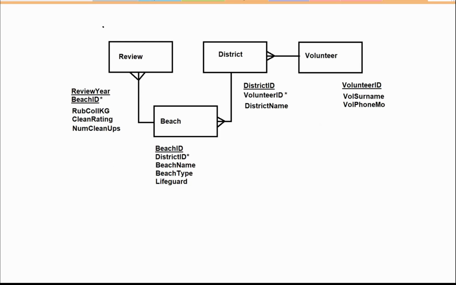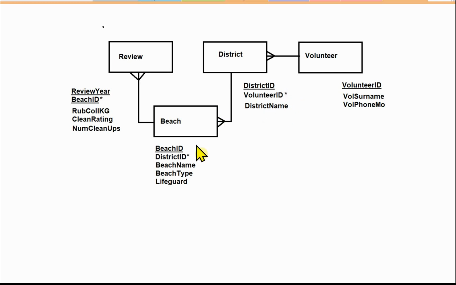The next stage is to add the attributes to the ERD. So anything in that sample data that's not on the ERD, we need to add. So let's look at volunteer ID first. We know we had a volunteer surname and we had a volunteer mobile number as well. So that is obviously uniquely identified by the volunteer ID. We also had a district which had just the district name. So that district ID uniquely identifies each district.